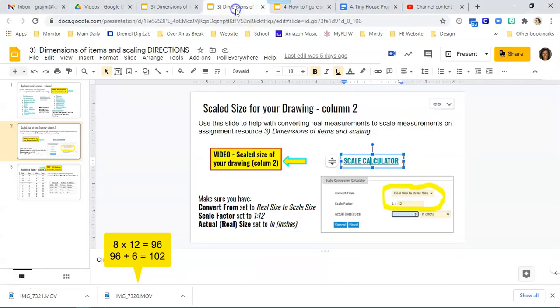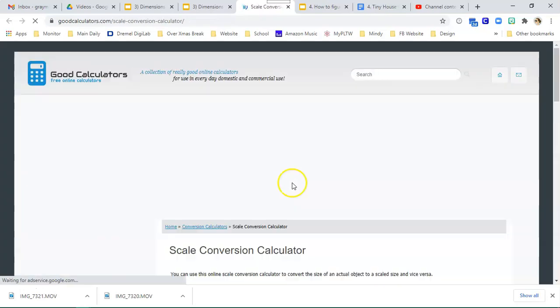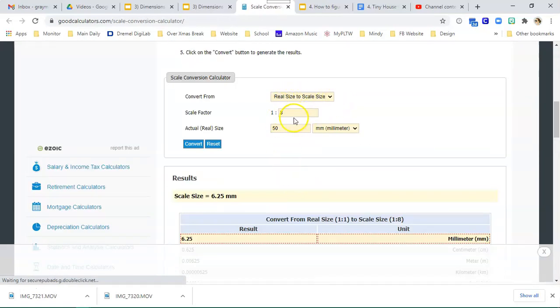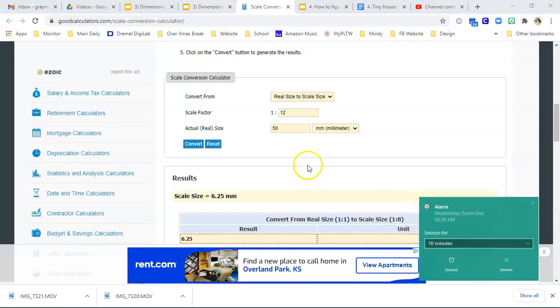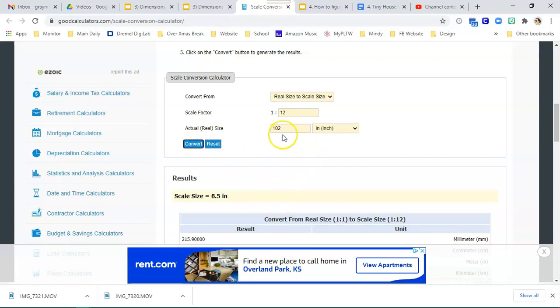So then I'm going to use the calculator, that scale calculator that was from the third assignment. And I'm going to open that up and set up my calculator. Remember, we want real size to scale size, and we're still 1 to 12. Want to change this to inches. And then we're going to type in our 102 because that's how many inches 8.5 feet is. And I'm going to click convert, and you're going to see that 102 inches is actually 8.5 inches to scale.